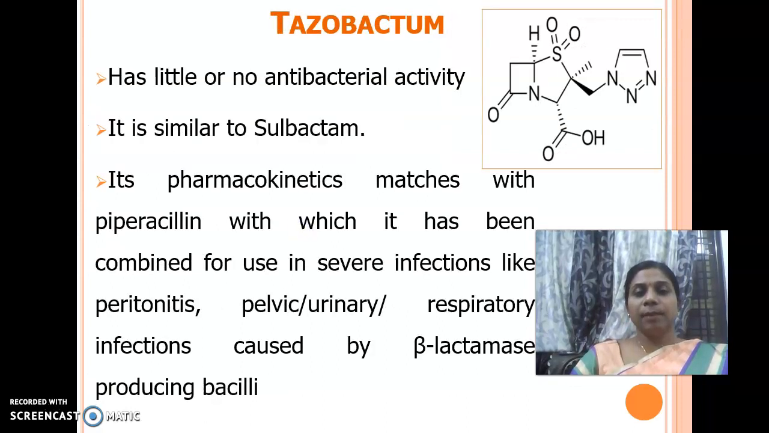The last example of a beta-lactamase inhibitor is tazobactam. It has little or no antibacterial activity. It is similar to sulbactam. Its pharmacokinetics matches with piperacillin, with which it has been combined for use in severe infections like peritonitis, pelvic, urinary, and respiratory tract infections caused by beta-lactamase producing bacilli.